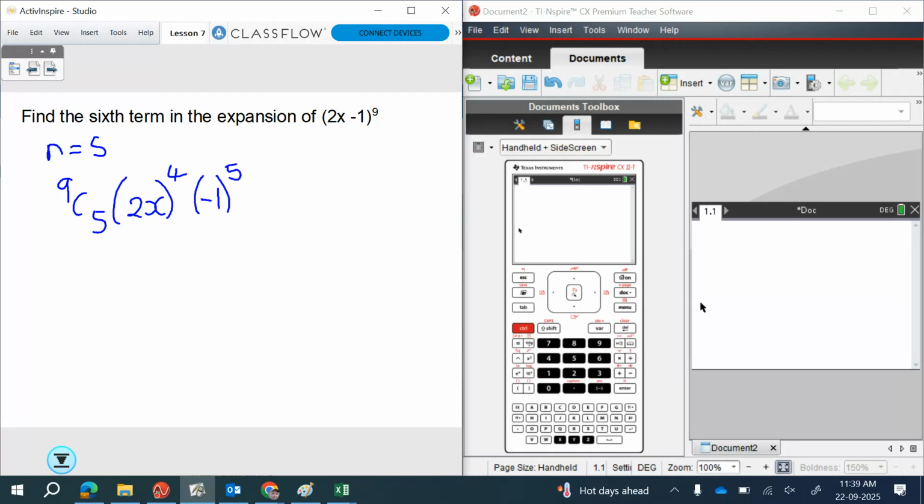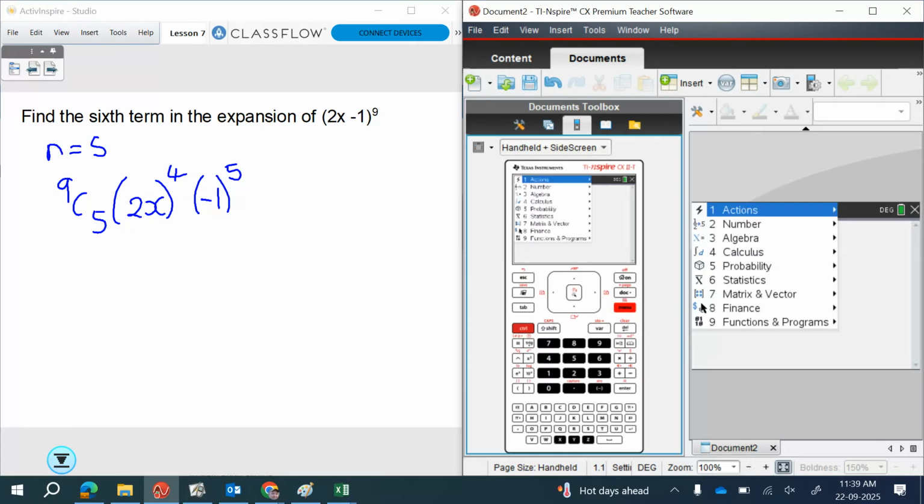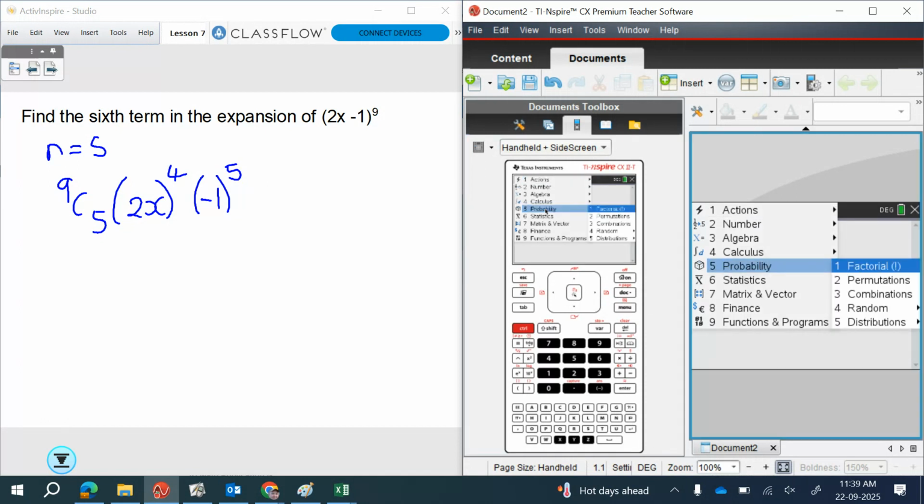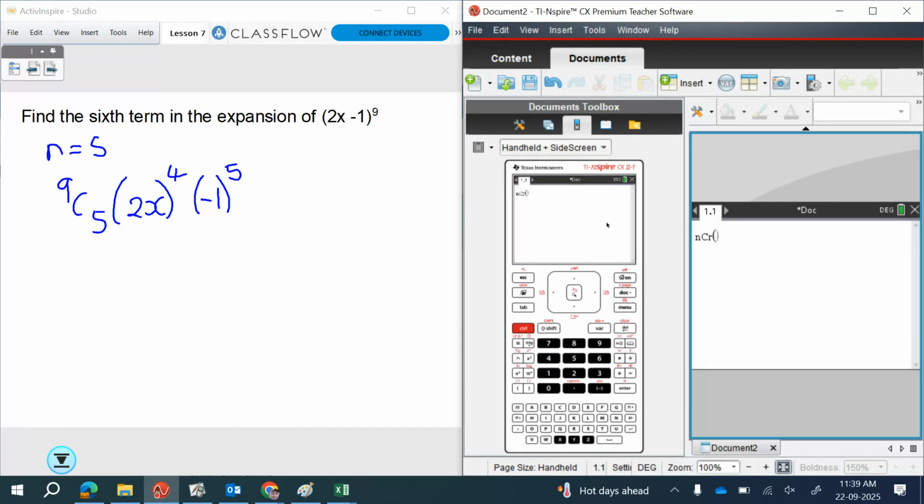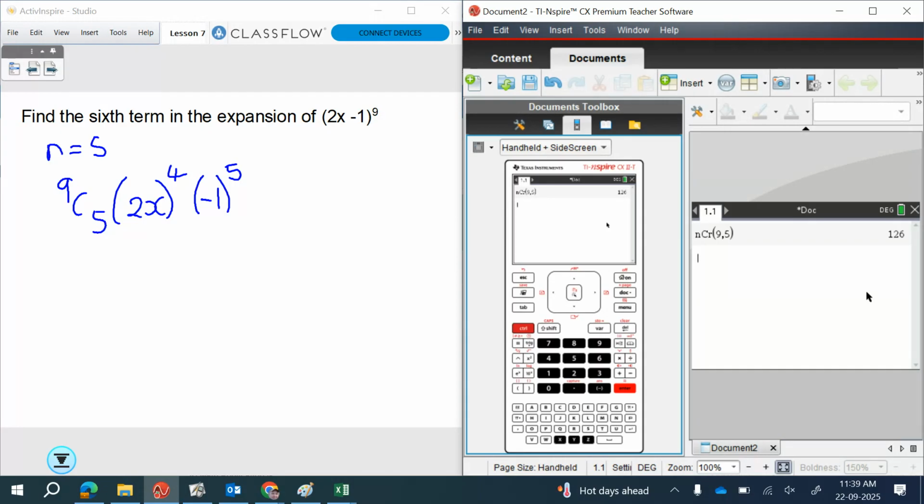So let's find 9C5. I said we could use the calculator, so take your calculator in your hand, and I'll show you how to do this one. Binomial coefficients are from the probability section. This is the number of correct combinations. That's what C stands for: combinations. So we pull up this and we type in 9, 5, and it tells us the answer, 126.